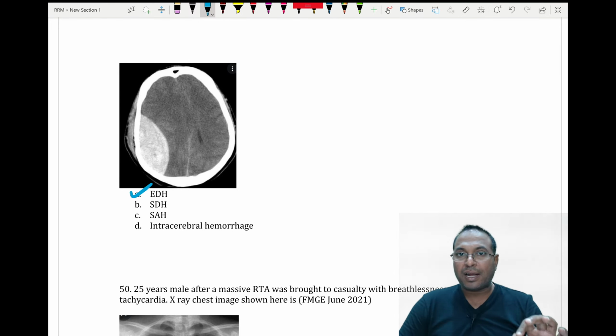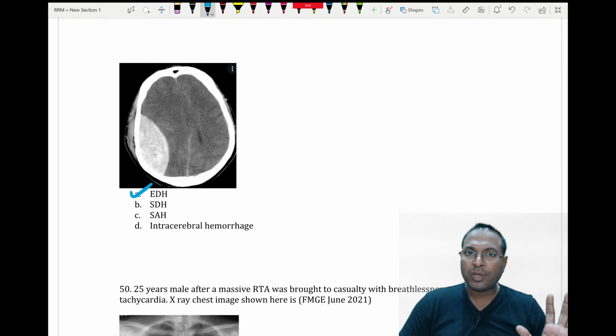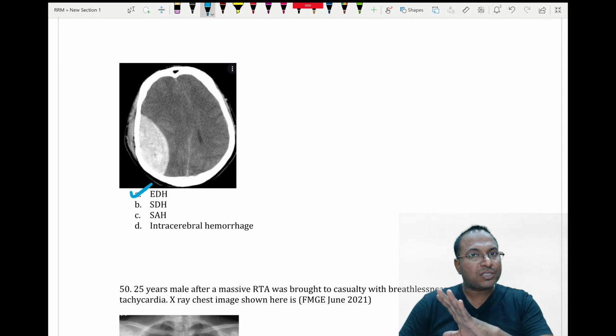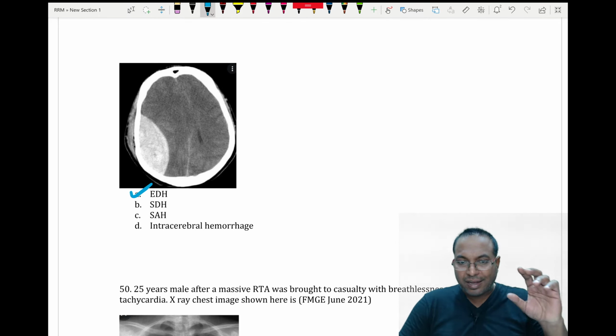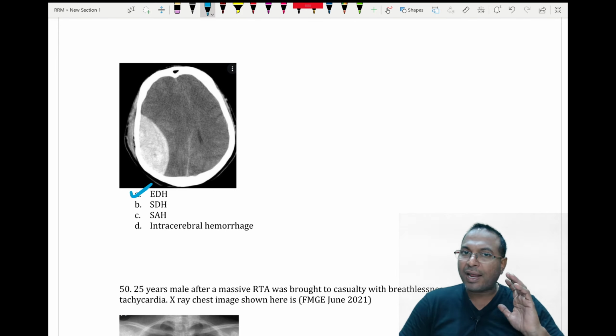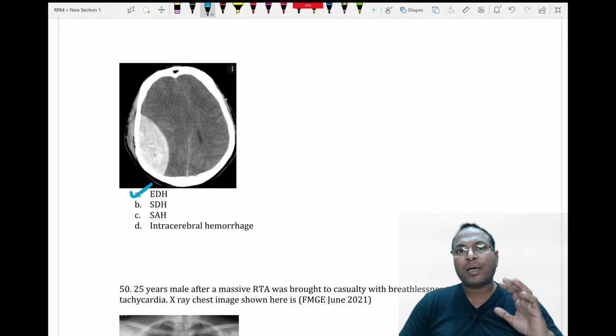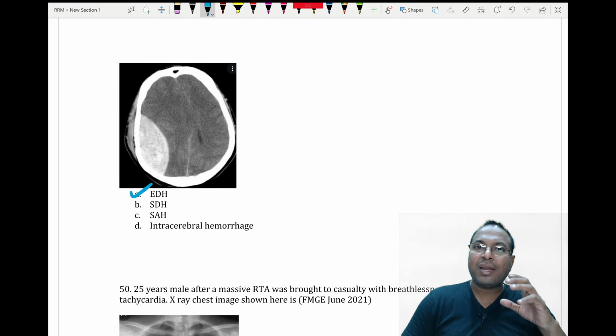Read less, remember more. That's the concept. Reading more and remembering less is totally the wrong concept of preparation. Read less, remember more, and crack the exam, clear it, and then come for the competitive exam. At that time you can read more and more.